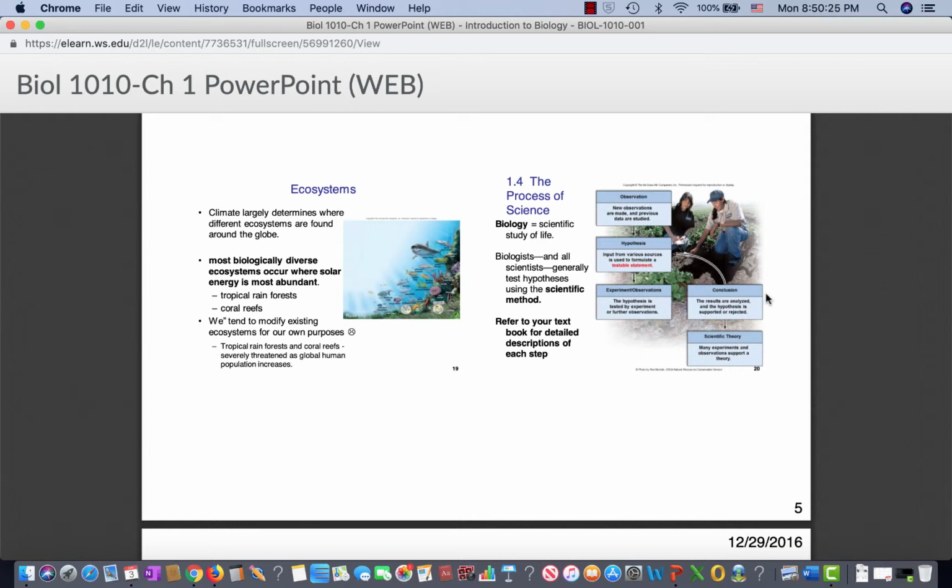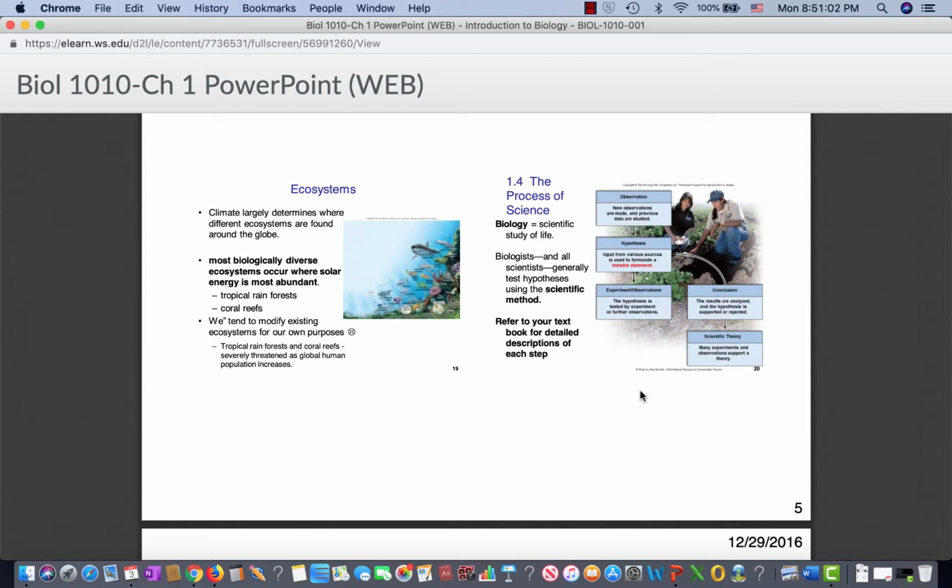The process of science. Biology is the study of life. Biologists and all scientists generally test hypotheses using the scientific method, which is detailed in your textbook, but is summarized in this figure over here. You observe something, you come up with a hypothesis about what could have produced that observation in the form of a question or testable statement. You test it, you make a conclusion based on that, you alter the hypothesis based on your conclusions, test it again and again and again until you come up with a theory.